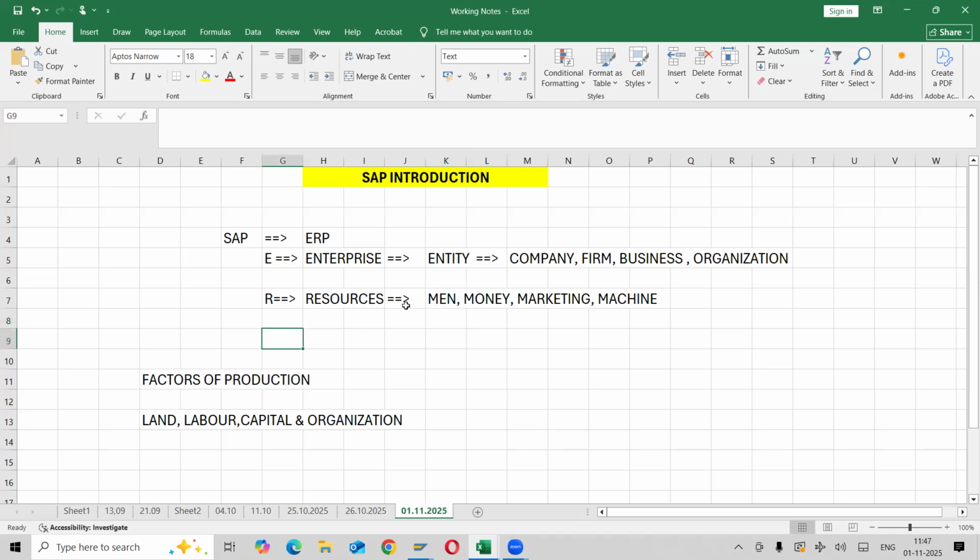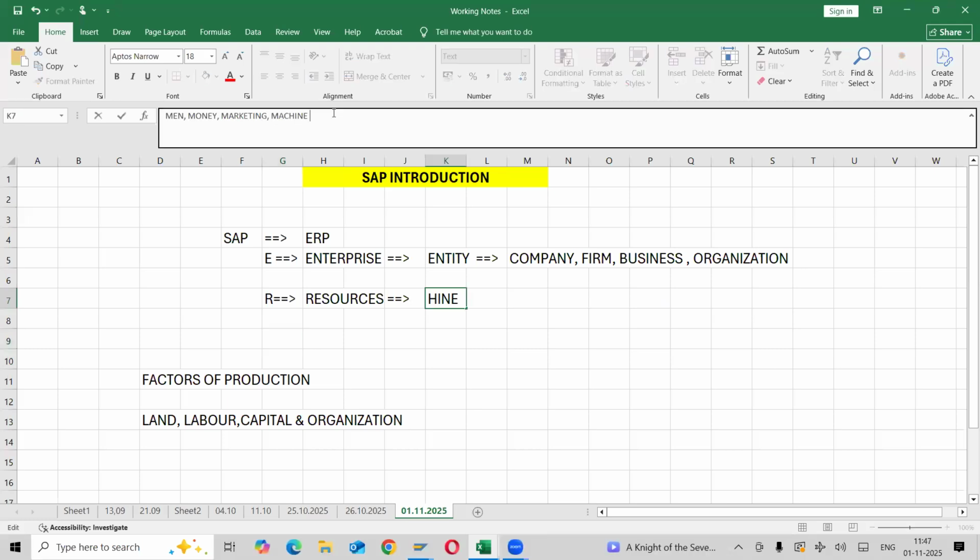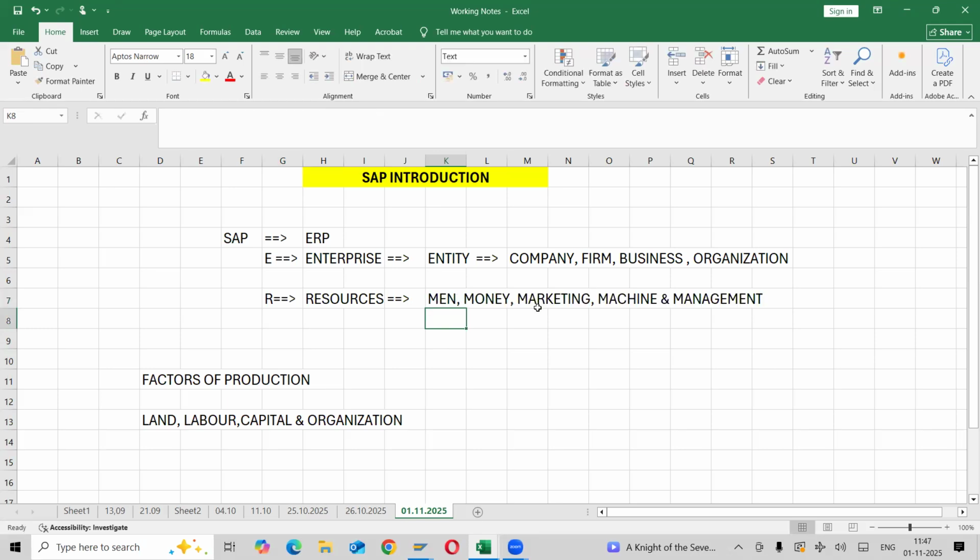Next one, man, 5 M's. The next one is management. So men, money, marketing, machine, and management. Money is nothing but your capital. To produce a raw material, machinery is required. Employees are nothing but your men, and customers, vendors, all the stuff will come under men. Okay. And planning.